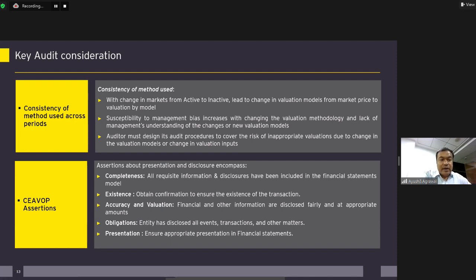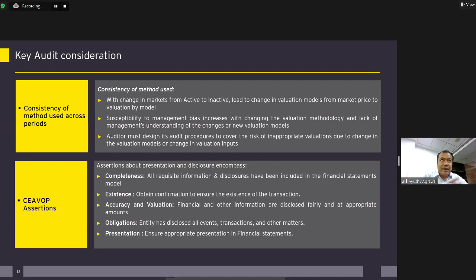Okay, now moving on to the audit consideration: consistency of method used across periods. As we have seen, another basic aspect of auditing is that as an auditor, we should look into whether the valuation methodology and recognition and measurement requirements, especially the valuation methodology, are consistent period after period or not. The fundamental thumb rule is that the valuation methodology should be consistent period after period, which means we should really keep our eyes open that management cannot use an income approach in one period and a market approach in another period.